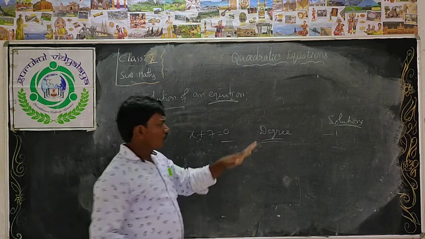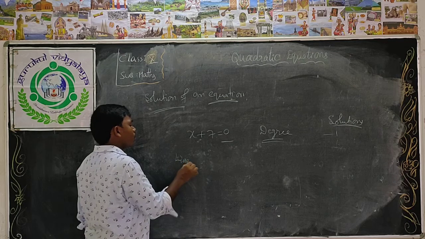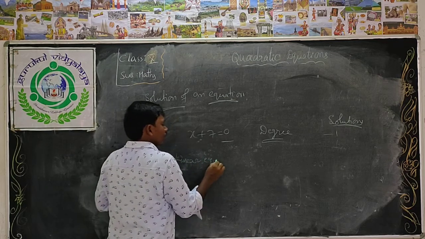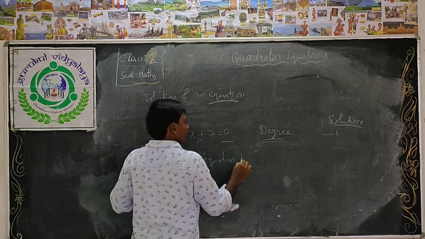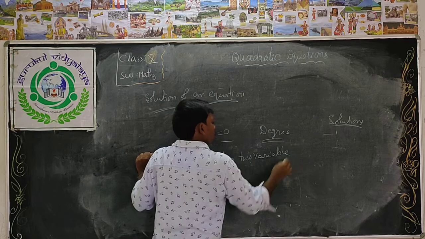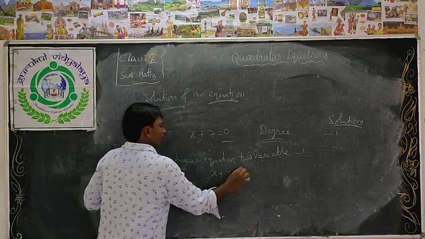A linear equation in one variable has only one solution. But see, children, a linear equation in two variables, degree also 1, for example x plus y is equal to 7.